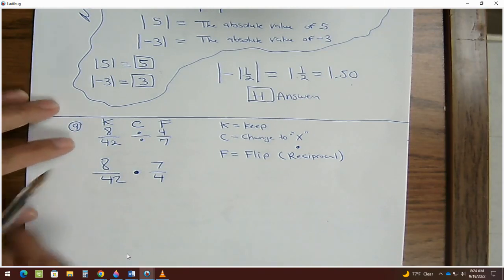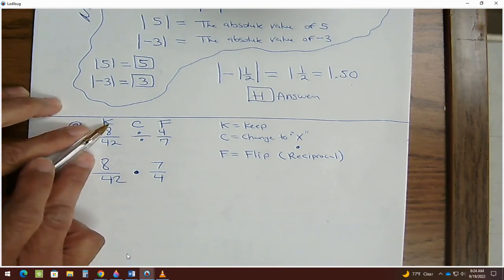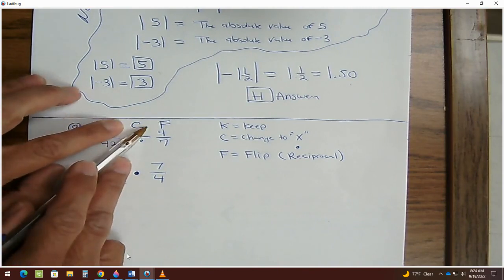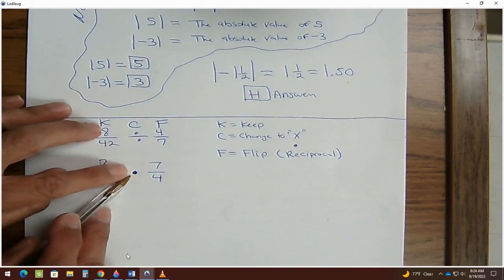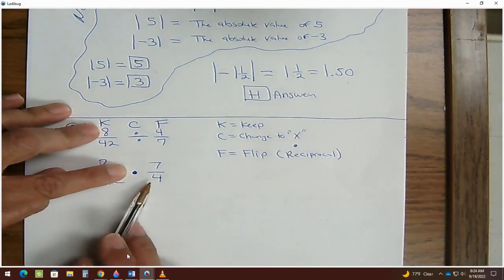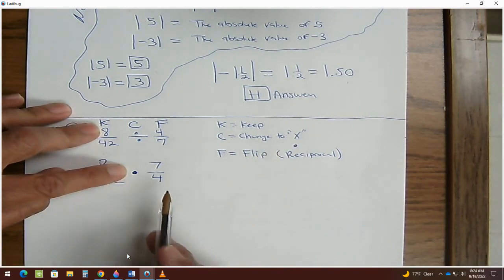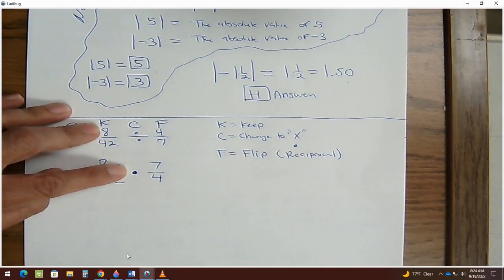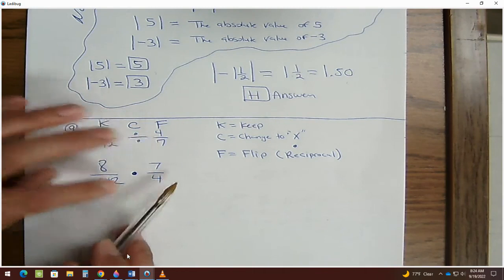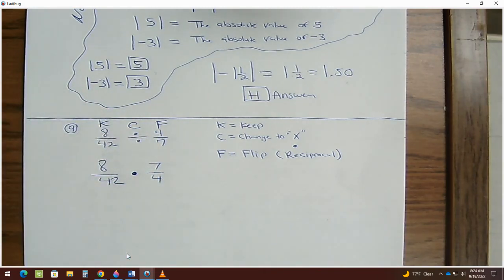Very good, Alice. So, la K es keep it, déjalo igual. La C es change it, cámbialo para multiplicación. Esa bolita es multiplicación en middle school, no la X. Bueno, la X todavía es multiplicación, pero yo creo que usen la bolita mejor. Later I'm going to tell you why. The 4/7, flip it, reciprocal. Nomás las volteas esas dos. And now we're ready. Now that I did that, who remembers how to multiply fractions?